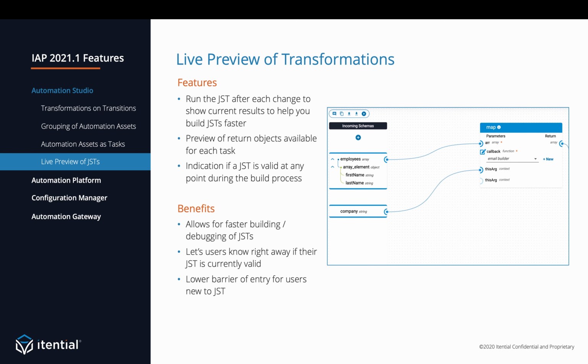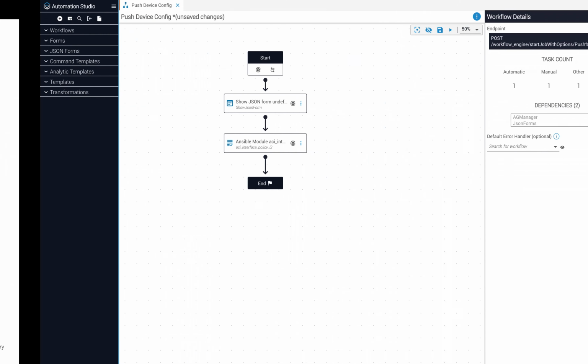And last but not least, we have the live preview of transformations. One of my favorite features. I use it all the time since it has been released internally. It basically allows you to get a live result, a live view of what's happening with your JST while you're building it, so that you get a really quick turnaround, quick feedback on what's going on in your JST. Does it do the thing that you want it to do? And what happens if you make a change, if you add a task, stuff like that. With that, let's jump straight into the demos.